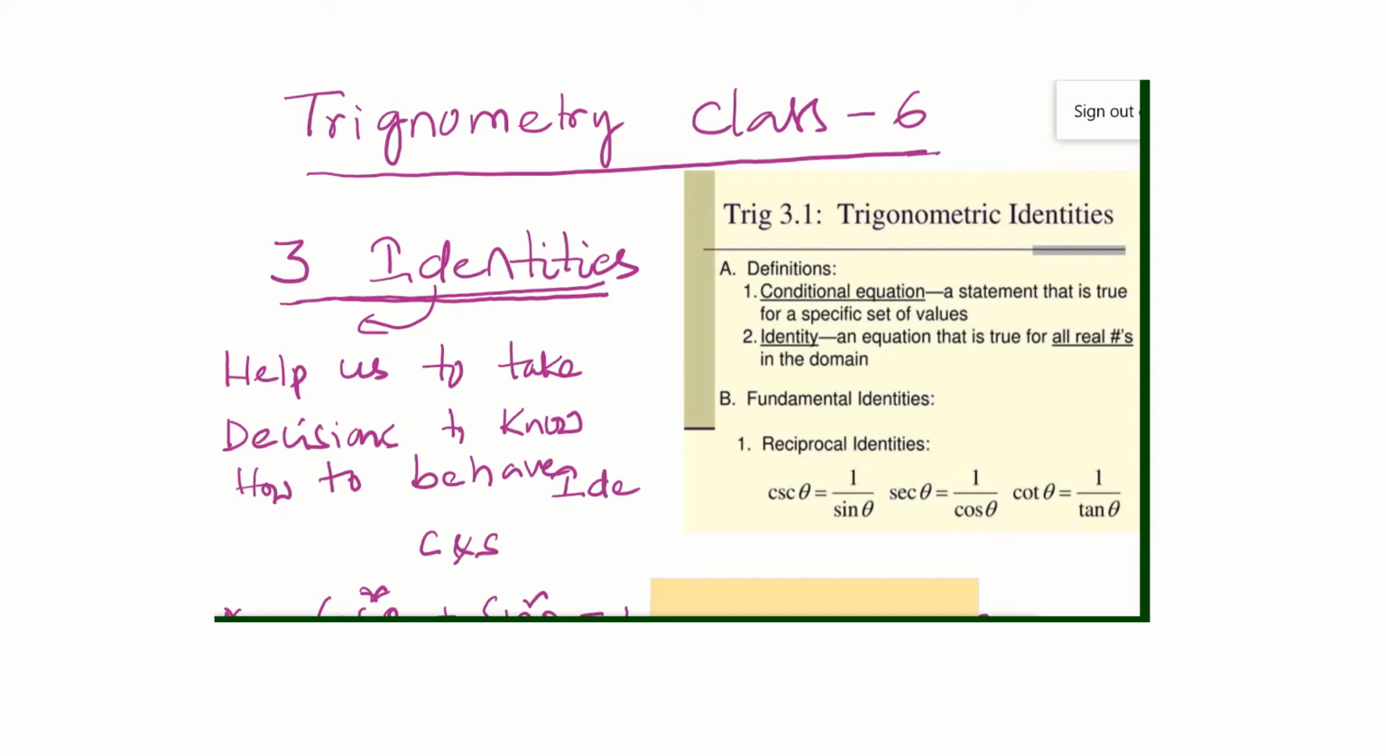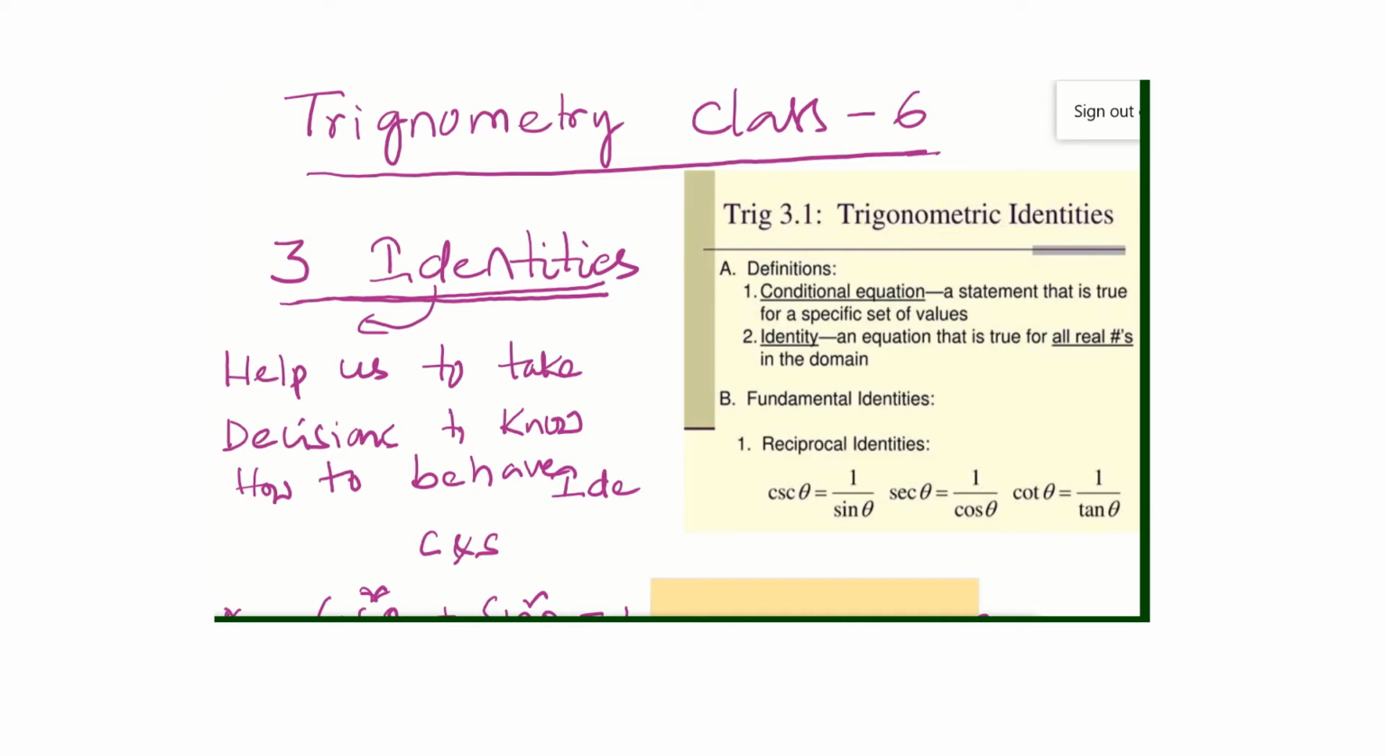So here I am giving the basics. Here I would like to show two basic definitions in identities. Definition 1 is the conditional equation, a statement that is true for a specific set of values. That means it is not true for every value. Those statements come under conditional equations, or you can say conditional statements, or conditional identities.